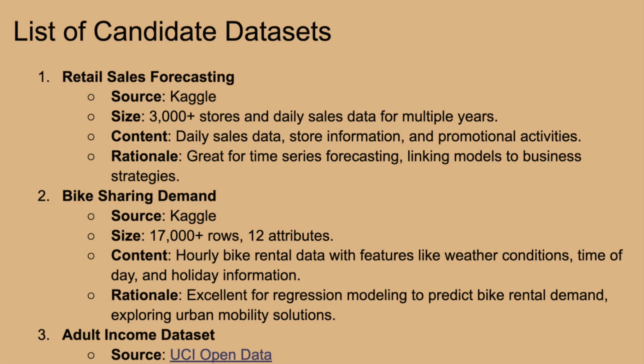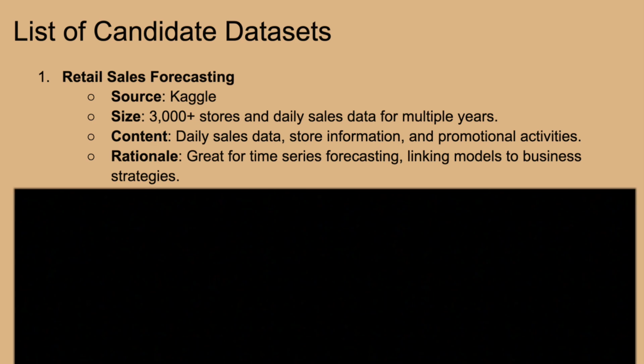We begin with a list of candidate datasets. The first one being retail sales forecasting. The source of this dataset is Kaggle. The size stands at about 3,000 plus stores and daily sales data for multiple years. It's daily sales data with store information and promotional activities, and we could use this for time series forecasting, linking models to business strategies.